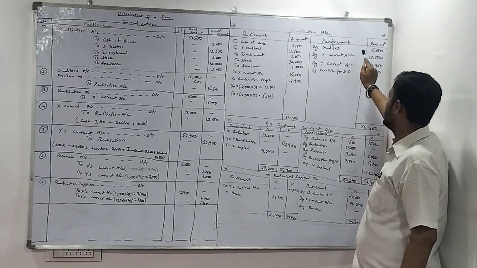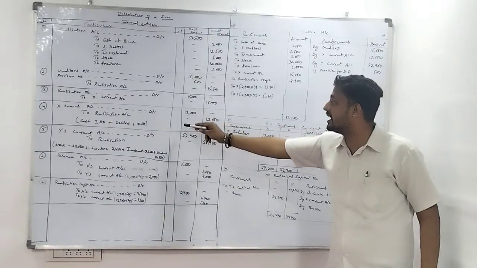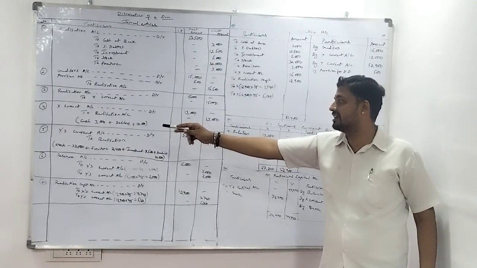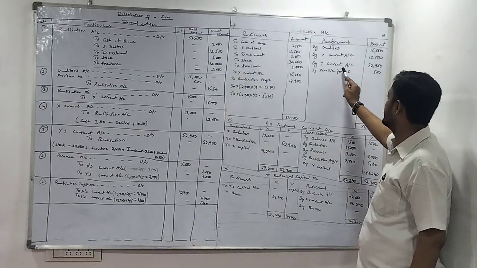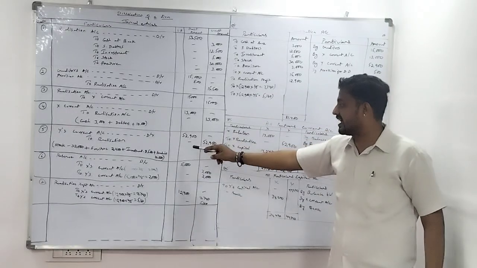Total assets minus liabilities. Liabilities means the liabilities of the partners. So creditors is 15,000, X's current account is 13,000. 13,000 is going to be taken from here. How do you take the 13,000? You have to write down clearly cash plus debtors. So it is 13,000, and Y's current account is 52,900. So this 52,900 is also going to be taken from here.